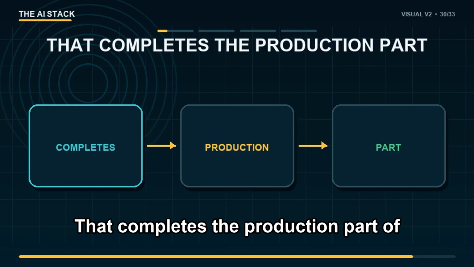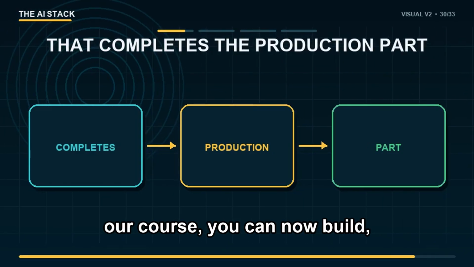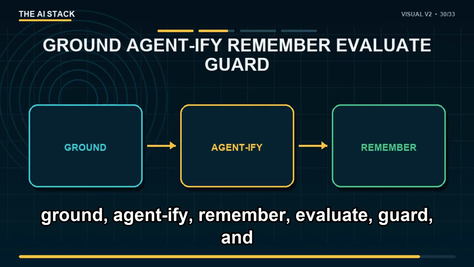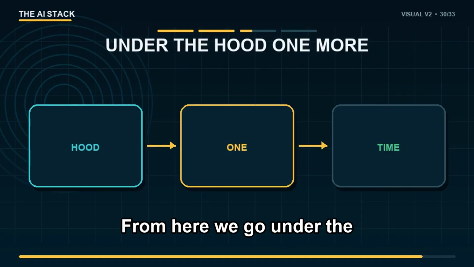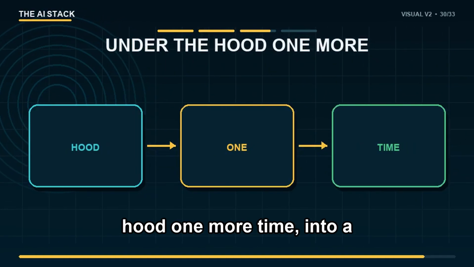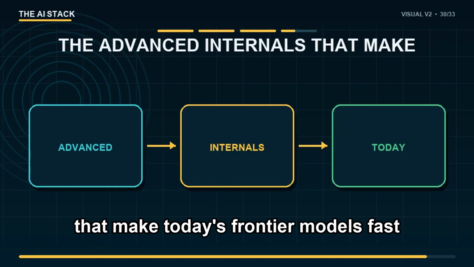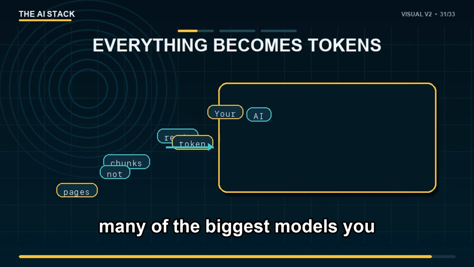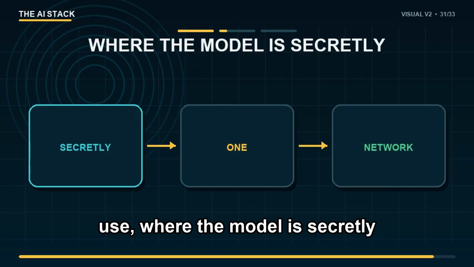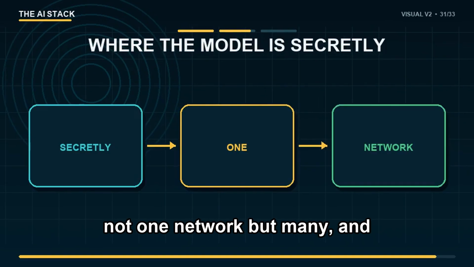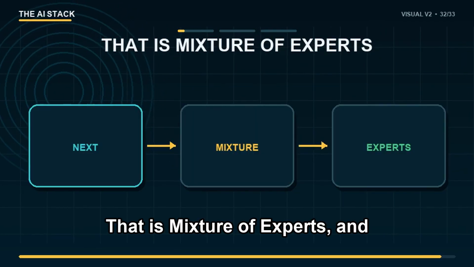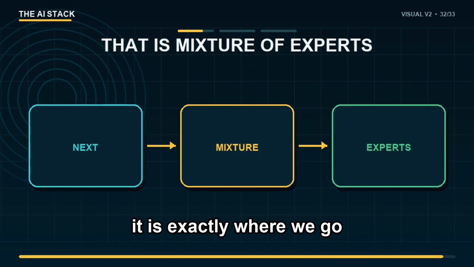That completes the production part of our course. You can now build, ground, agentify, remember, evaluate, guard, and adapt. From here we go under the hood one more time, into a bonus track on the advanced internals that make today's frontier models fast and powerful. We start with the architecture behind many of the biggest models you use, where the model is secretly not one network but many, and a router picks which to use for each token. That is mixture of experts, and it is exactly where we go next.